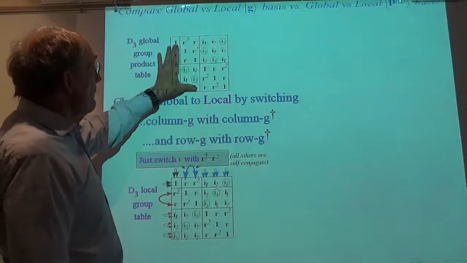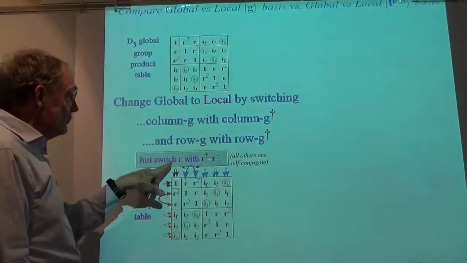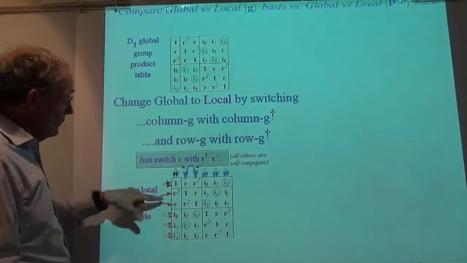Here's this group table for global. Here's the one that we did where we switch R with R dagger. The only thing we had to do, of course, was do it on both sides. Okay.